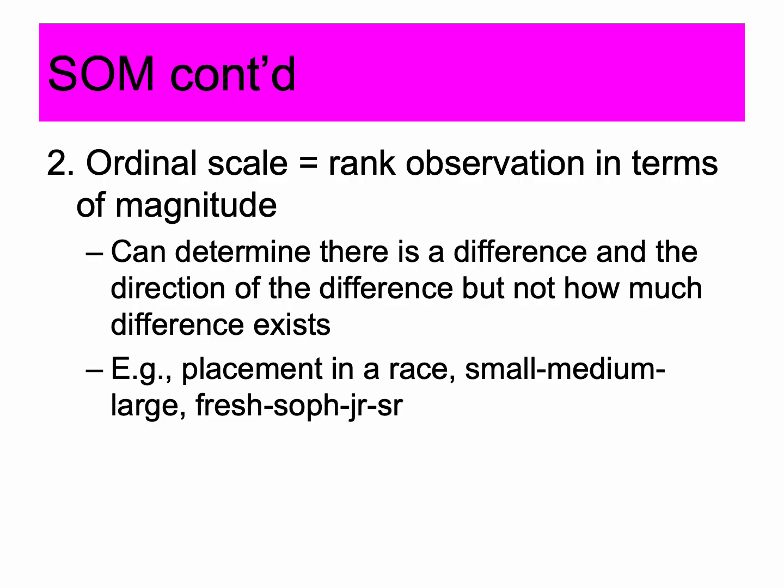Second up is our ordinal scale, which ranks observations in terms of the size of the difference, right? So we can determine with ordinal scale data that there's a difference, and we know what direction the difference is going, but we don't know how much difference exists. An example of this would be placement in a race: first, second, or third. We know that first is more than second, second's more than third, but if someone wins a timed race, we don't know how much faster the first place winner was than the second place winner, and then the third place winner. We don't know how much difference exists between them.